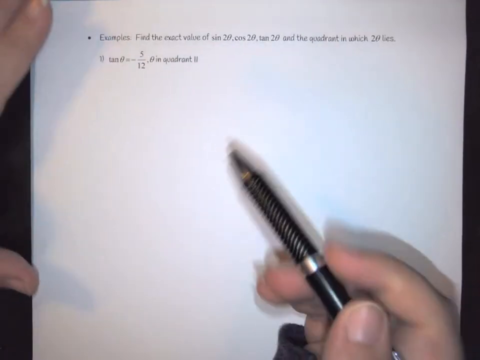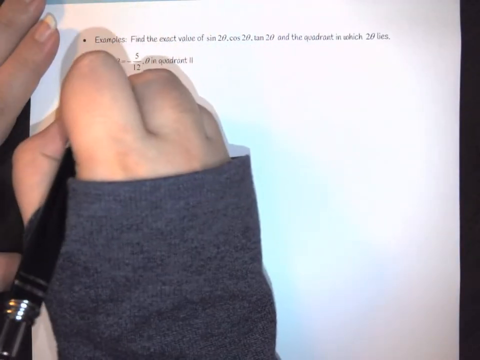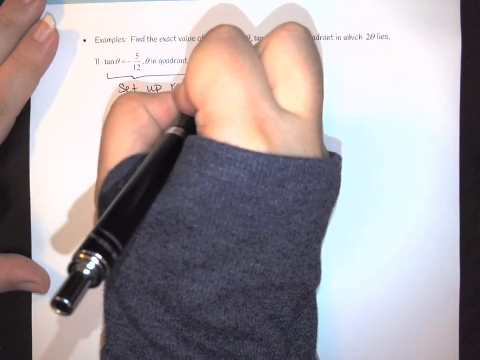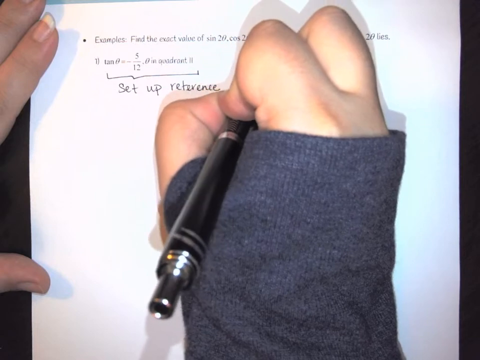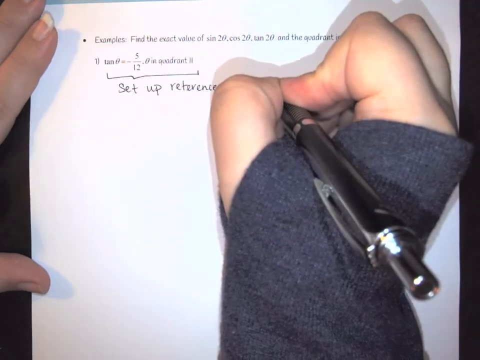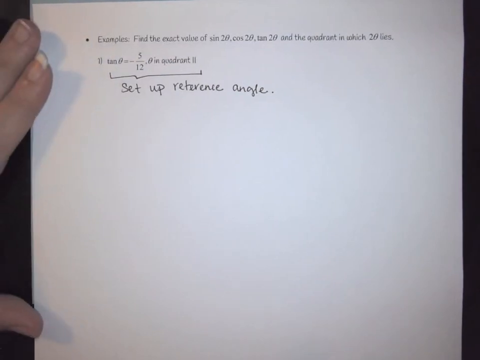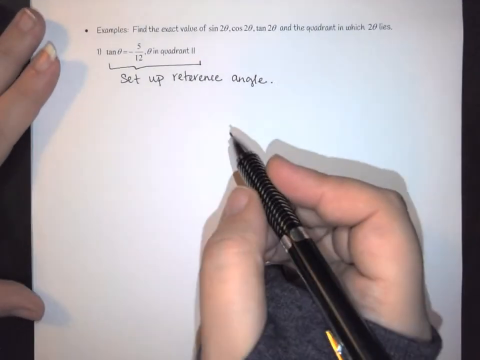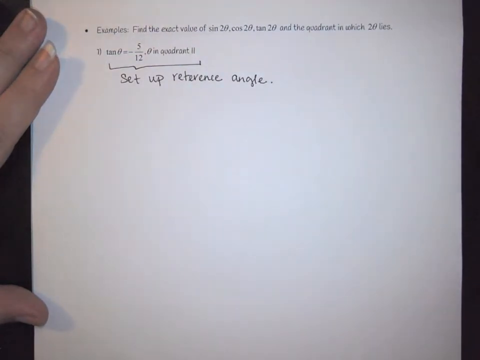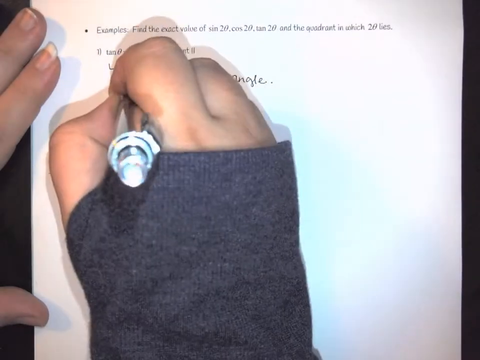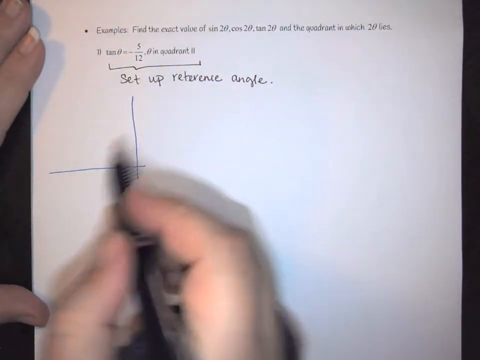So what we have done here, this piece that we are giving you, is going to allow you to set up your reference angle. That is what we're giving you, the information for you to set things up. So we're telling you your angle is in quadrant 2. So what that means is that we're going to go ahead and draw our quadrant here. And this is quadrant 2.